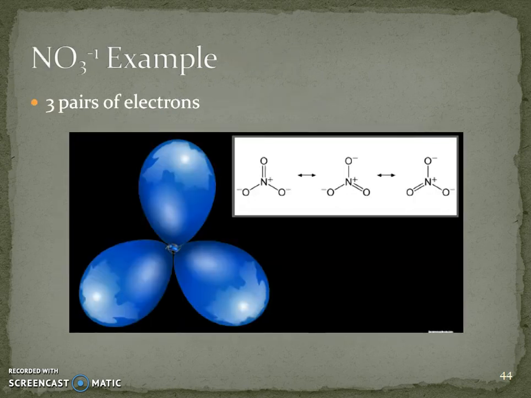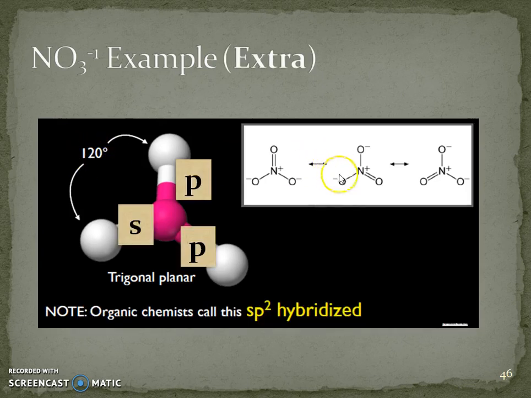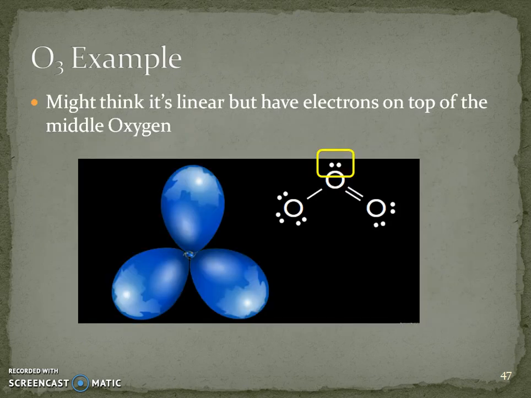Here's a nitrate example. Again, 3 pairs of electrons. He shows you a nice visual of the resonance structure that also happens. Here he gives you the shape of trigonal planar and the bond angle. And of course, the extra would be labeling each electron domain. Each area where there's electrons or a bond gets an S, P, P, and that would be SP2 hybridization.